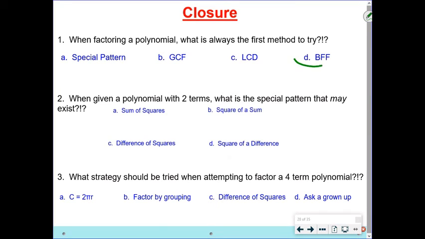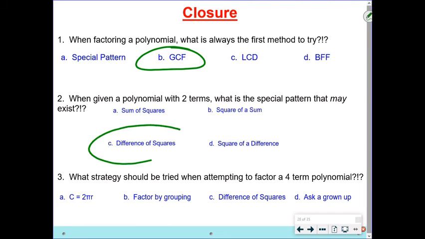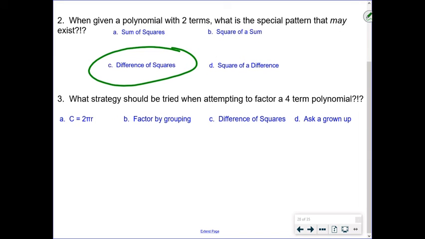All right, so the first one, factor in a polynomial. What's the first method? Not BF. GCF, greatest common factor. Number 2, when given a polynomial of 2 terms, the special pattern is a difference of squares. And then in number 3, what strategy should be attempted besides asking a grown-up? That's a definite. You should also do factor by grouping. So I would say B is definitely your answer there. You could say D as well, but you would definitely want to do B too.